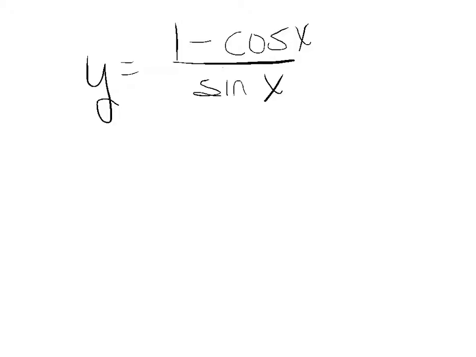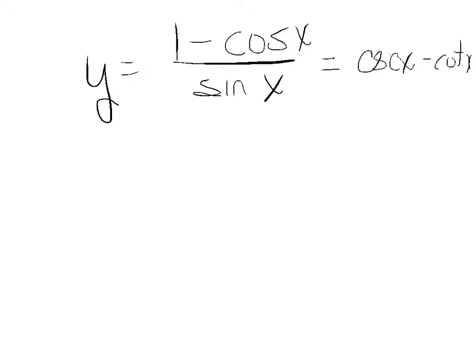Why would you do cosine x over? Wait, would it be like negative cosine x? Would it be like 1 over sine x minus cosine x over sine x? You could do that. Cosecant x minus cotangent x. Yes, we could say that this is equal to the cosecant x minus the cotangent x.